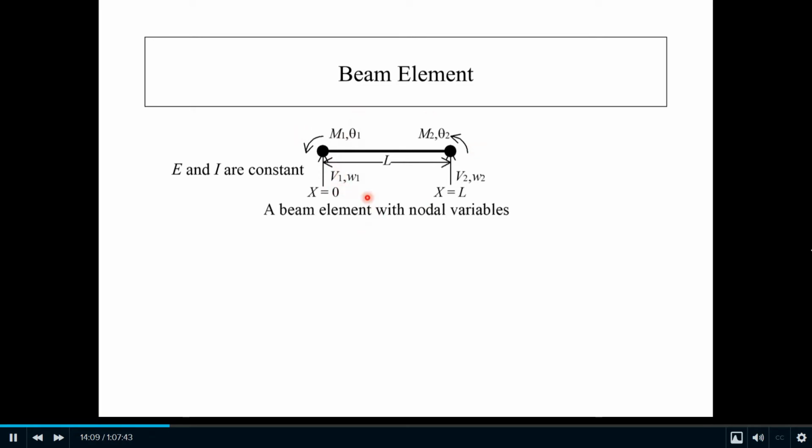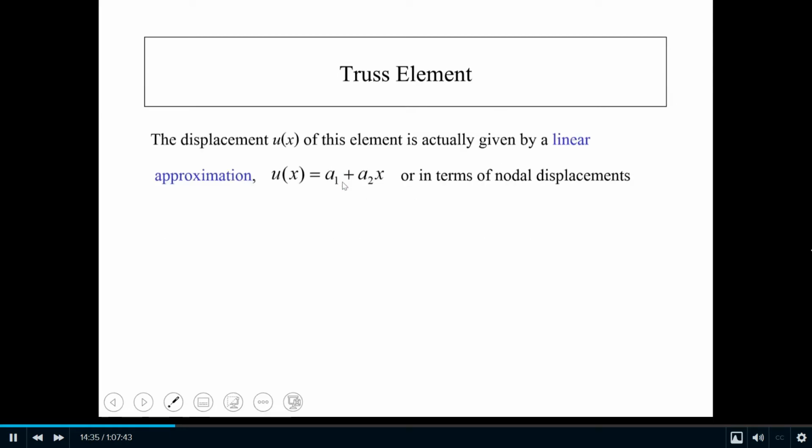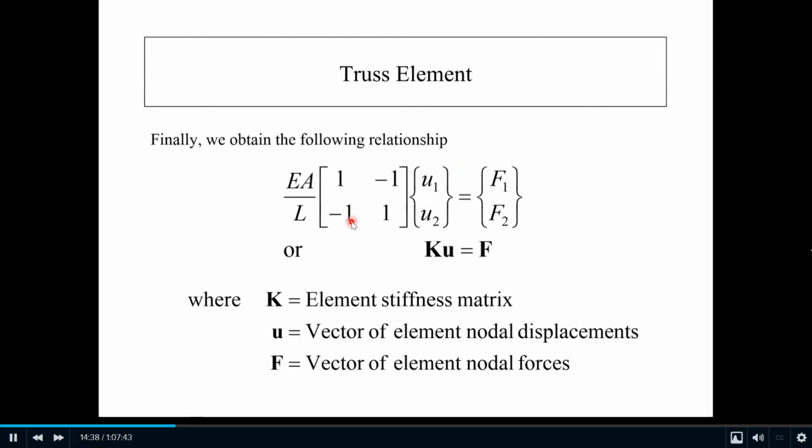So this basically represents a beam element with nodal variables. Now, what you need to do is similar to when we derived the thrust element. That is, we try to relate moment and shear with rotation and deflection. Okay, moment and shear. So basically, what we need is an equation like this, but for the beam element. We would like to have an equation like this for the beam element.